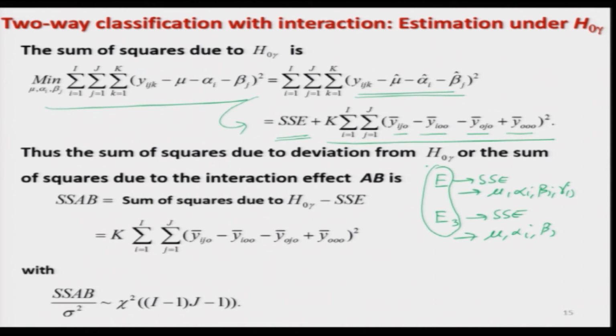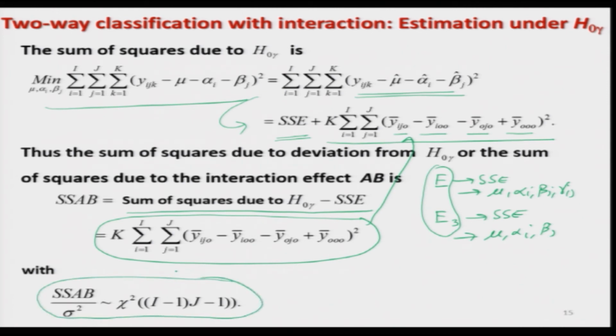Right. So, the sum of squares due to interaction effect AB in this case can be obtained simply as the sum of squares due to H naught gamma minus SSE, and you can see this term comes out to be the same expression which you have obtained here. And using the same theorem about the quadratic form, you can express this in the format of a quadratic form, and you can write very clearly that SSAB divided by sigma square follows a chi-square distribution with degrees of freedom (i minus 1) into (j minus 1).